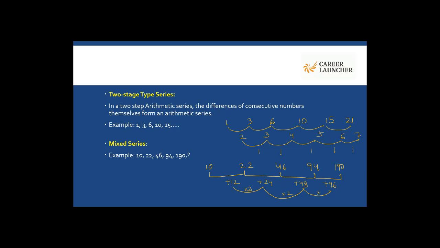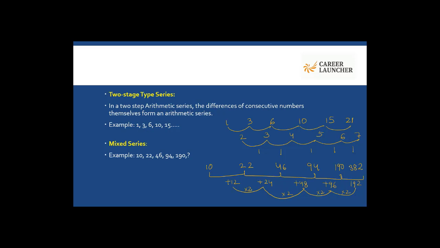So the difference after 190 should be 192, and the next term should be 382. The next difference would be here 192, which happens to be double of 96.